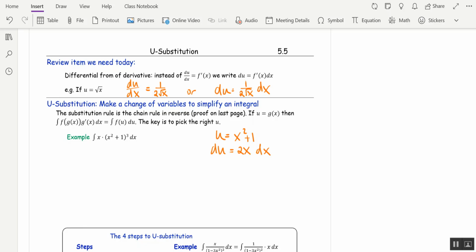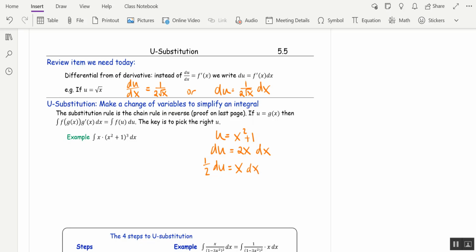Okay, bummer. I don't have 2x dx. I have x dx in my integral. So no worries. You can modify du by a constant. So I'm going to multiply both sides by a half. 1/2 du is x dx.